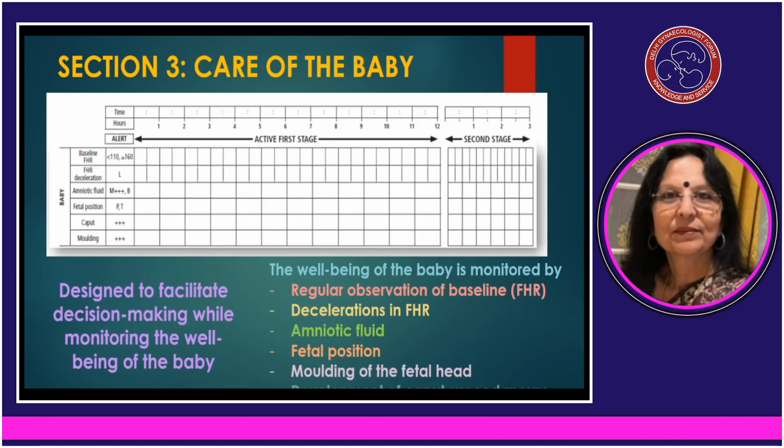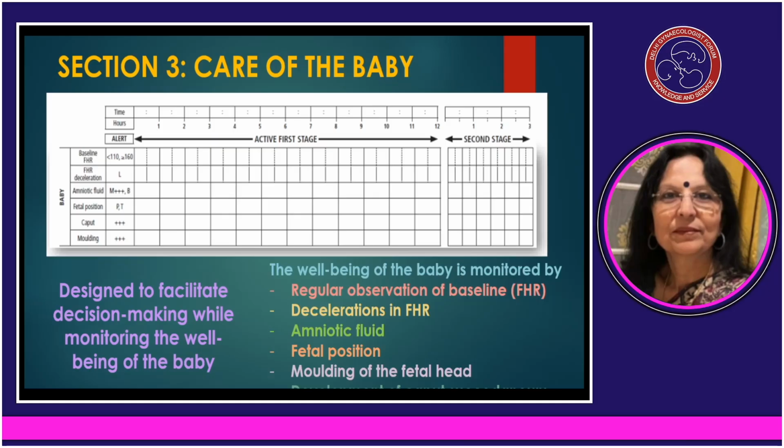The next section is the care of the baby. In this, we see there is a baseline fetal heart rate and a fetal heart rate deceleration. These two things will be assessed per abdominally. And the other four, that is the amniotic fluid, the fetal position, the caput, and the molding, are going to be assessed per vaginally, so will be plotted every 4 hours.